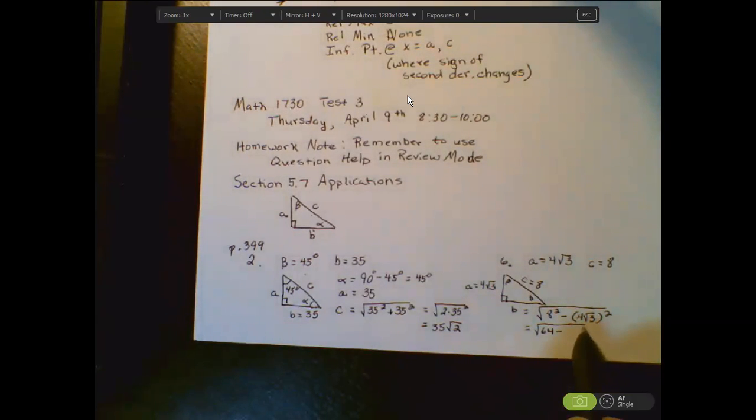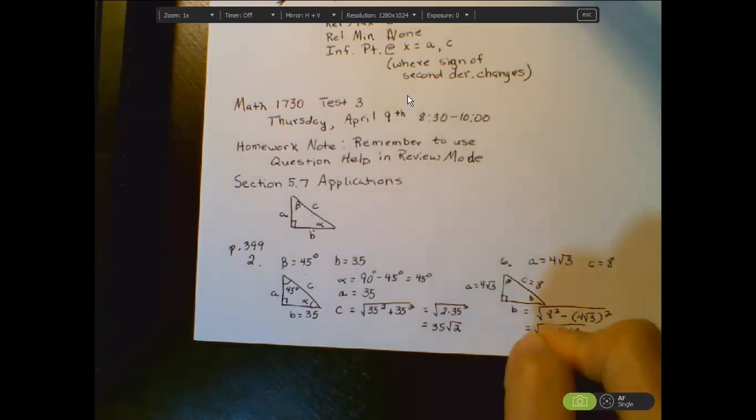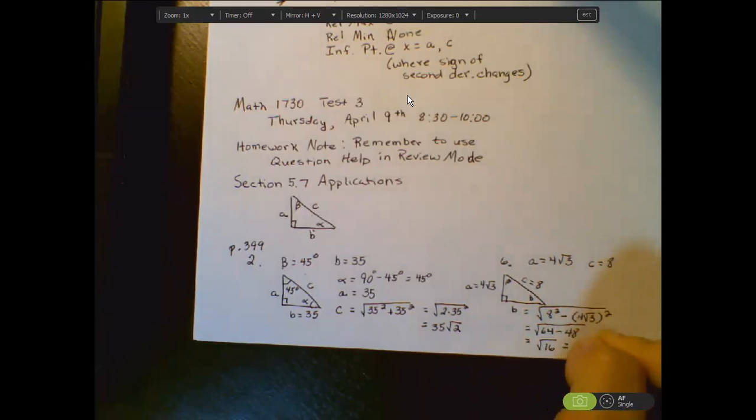Four squared is 16, and then 16 times 3 is 48. And 64 minus 48, is that just 16? And so B is just 4.